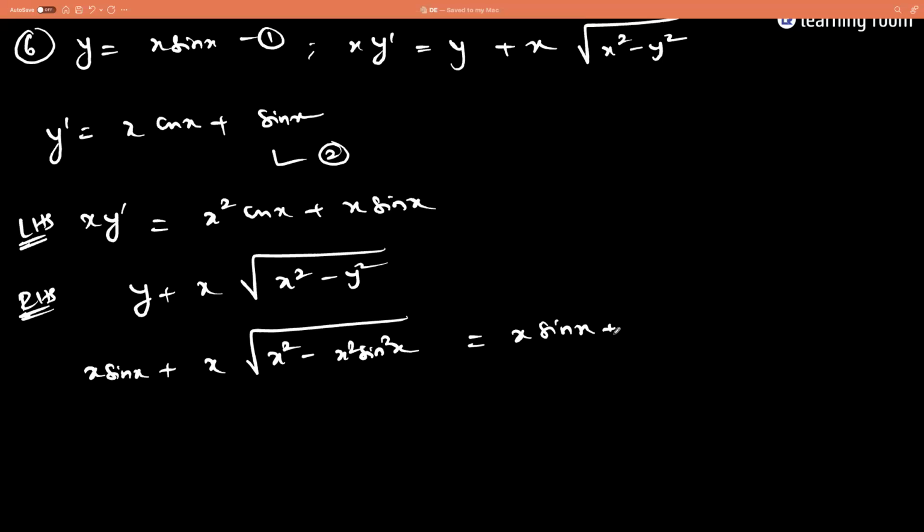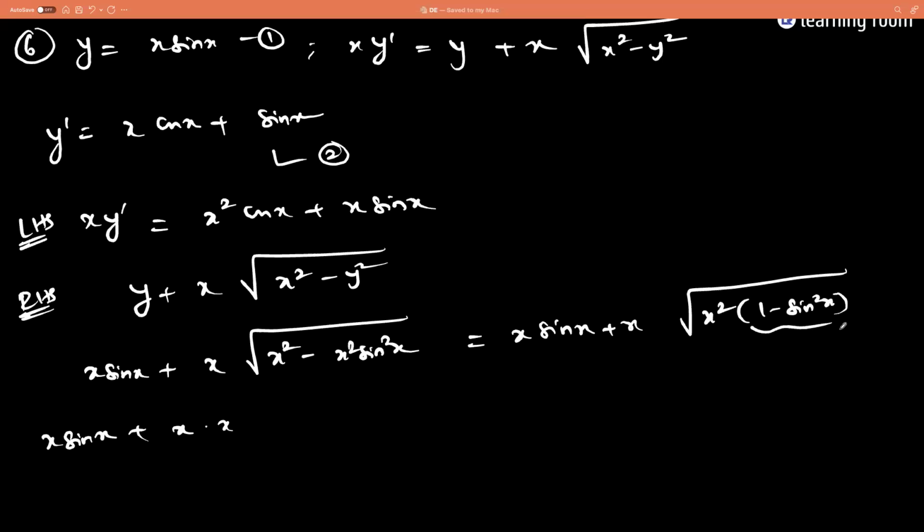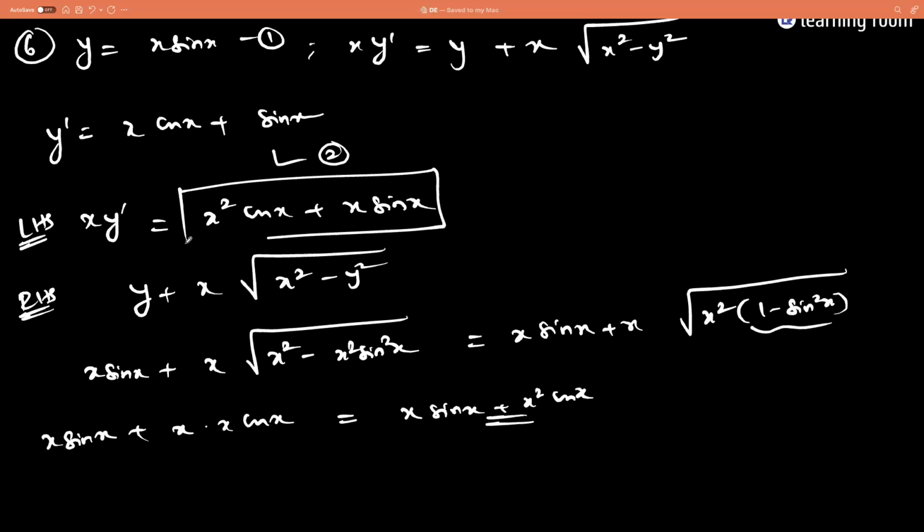So it will be x sin x plus x into root of, if I take out x square outside, it will be 1 minus sin square x. So x sin x plus x into root of 1 minus sin square x, which is cos x. That will be equal to x sin x plus x square cos x. So x sin x plus x square cos x, and x square cos x plus x sin x, they both are matching.